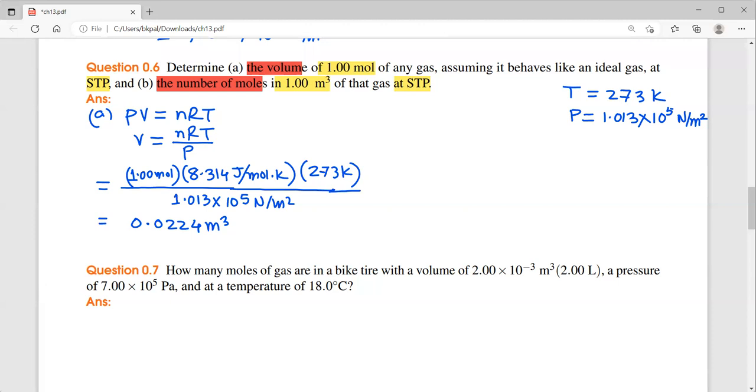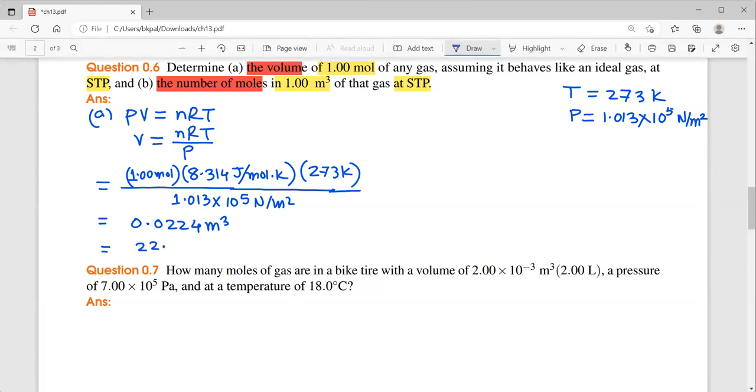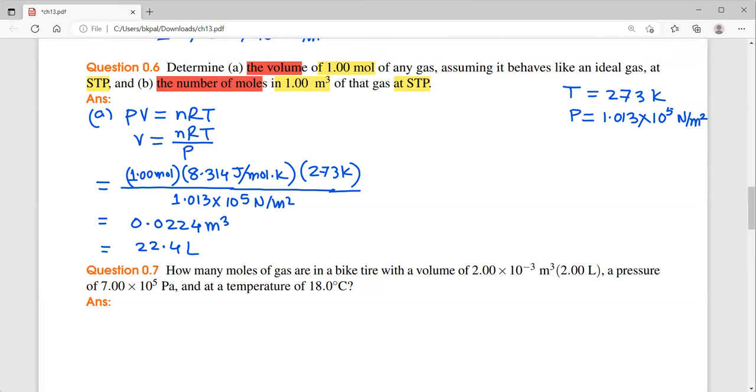Okay, now you can convert it into liter, but just keeping this is fine. Meter cube is also basically the standard unit for volume, so this is fine. But if you want to convert it into liter, it will be 22.4 liter. You use the conversion from meter cube to liter and check whether you can get this.